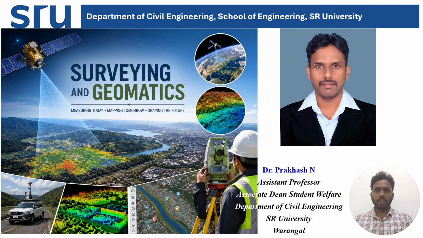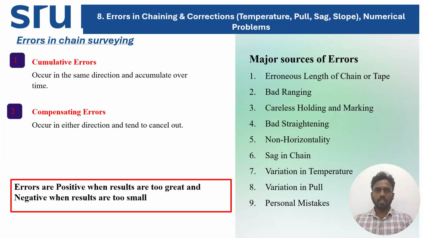So today we are going to continue with the surveying geometry. The topic today we are going to see is errors in chain surveying. Okay, so what is called an error? Error in chain surveying is nothing but when you're doing a measurement, there may be some errors. There are a lot of sources of errors.